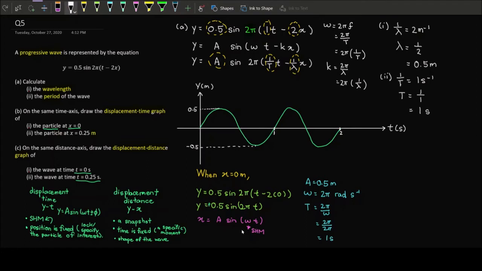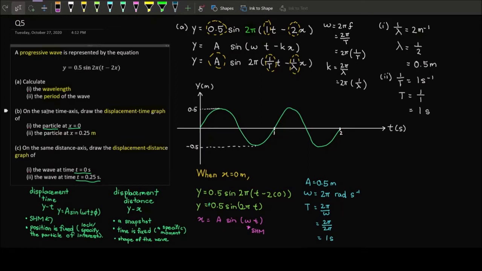So yes, that's how you draw a displacement time graph for the particle at x equals to 0. This is how the particle at the origin oscillates as time passes. It starts from the equilibrium, goes to the highest point, drops to the lowest point, highest point, then drops to the lowest point, oscillating like this, just like what you see in chapter 9. So we move on to the next part of question B.